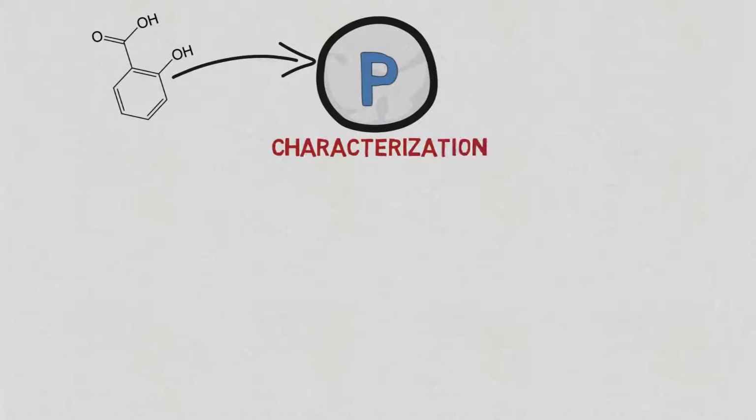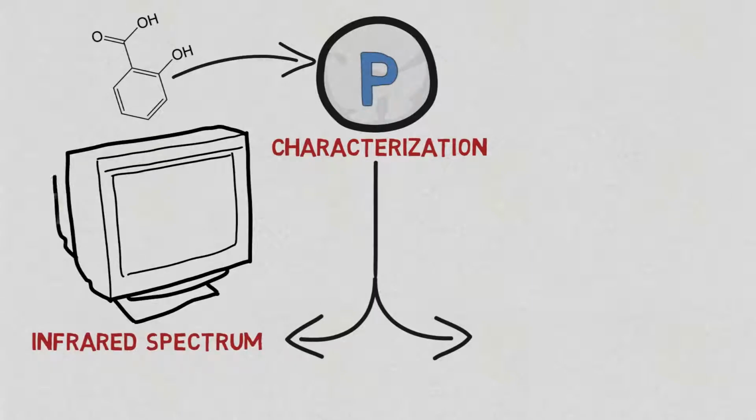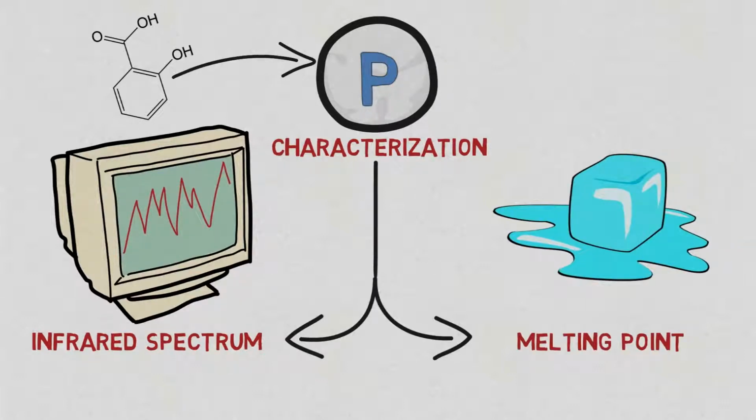Now that we have a recrystallized product, let's make sure it's actually salicylic acid. This is where chemists do characterization. The first method is to measure the infrared spectrum, which lets us compare the key functional groups in the starting material to that of the product. Another method is to determine the melting point and compare it to the literature melting point of the product. These two methods are the quickest and simplest to use for known compounds.